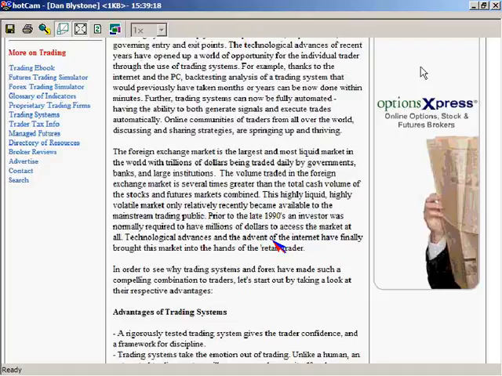Trading systems take the emotion out of trading. Unlike a human, an automated trading system will never second-guess itself or be misguided by fear and greed. Automated trading systems free you of the necessity of being in front of the markets at all times. Once an effective system is developed and optimized, it can be left to run independently.